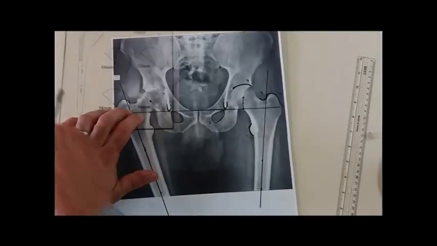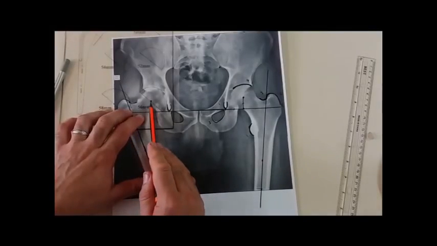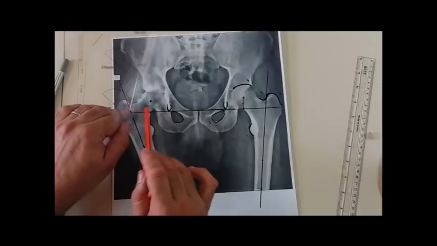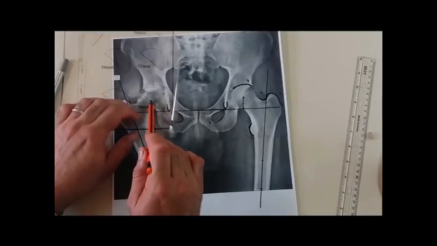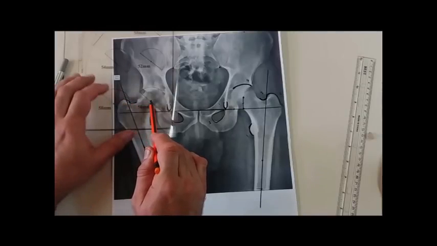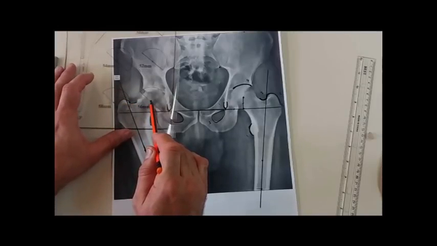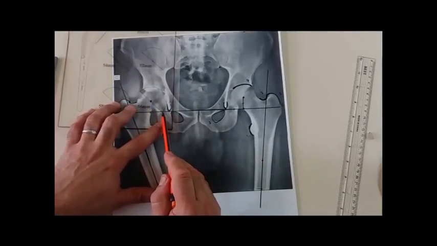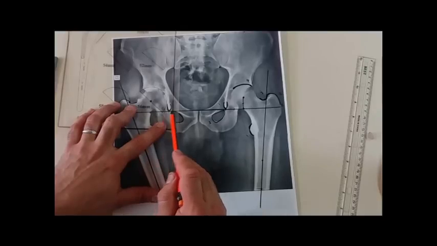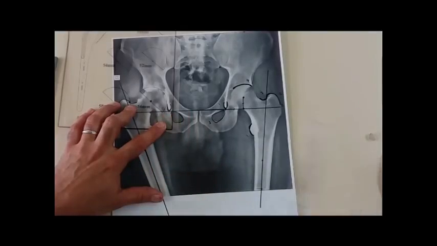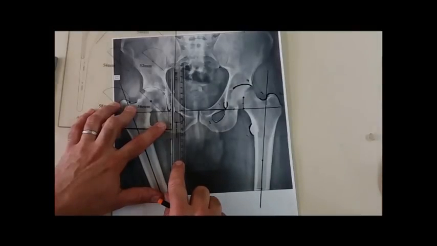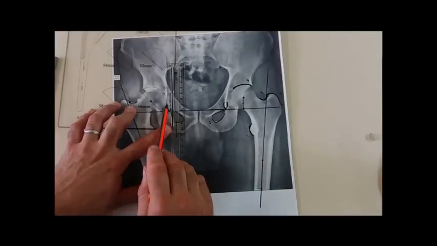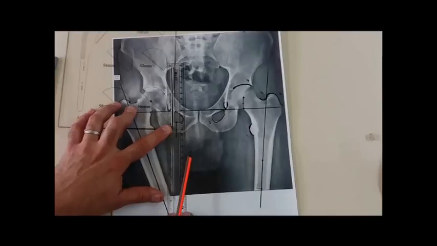So in summary, for templating of the acetabular component, we coincide the center of rotation of the template with the center of rotation in the radiograph. This is the first step. The second is to incline the acetabular cup around 45 degrees with the interteardrop line. The inferior edge shouldn't go below the interteardrop line, and the most medial part of the acetabular component shouldn't go medial to the line drawn from the lateral lip of the teardrop perpendicular to the interteardrop line.